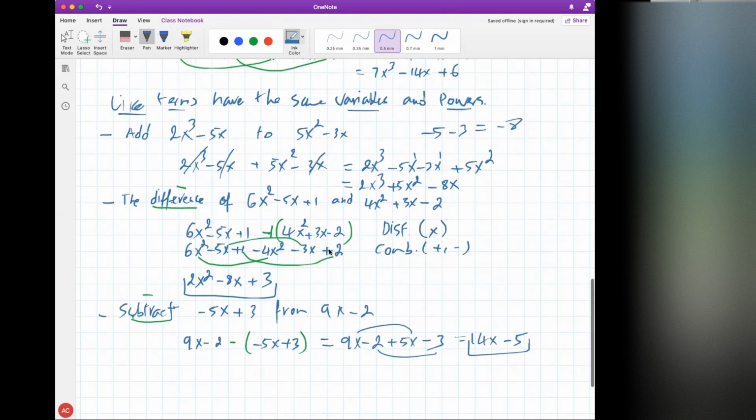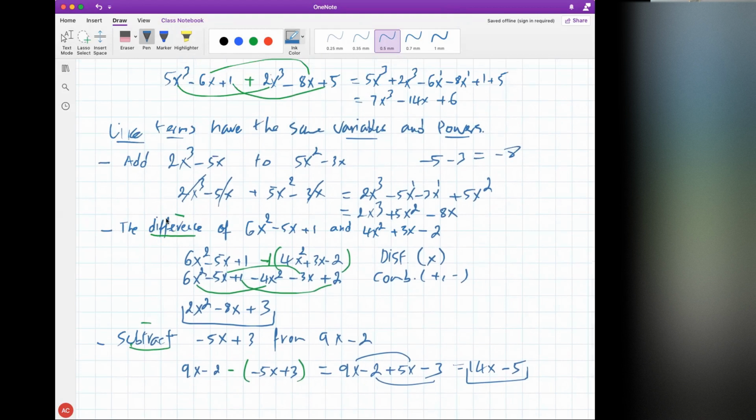Any questions, everybody, about any of this, especially these last two problems? Do you guys understand the difference here? We're all clear on that.